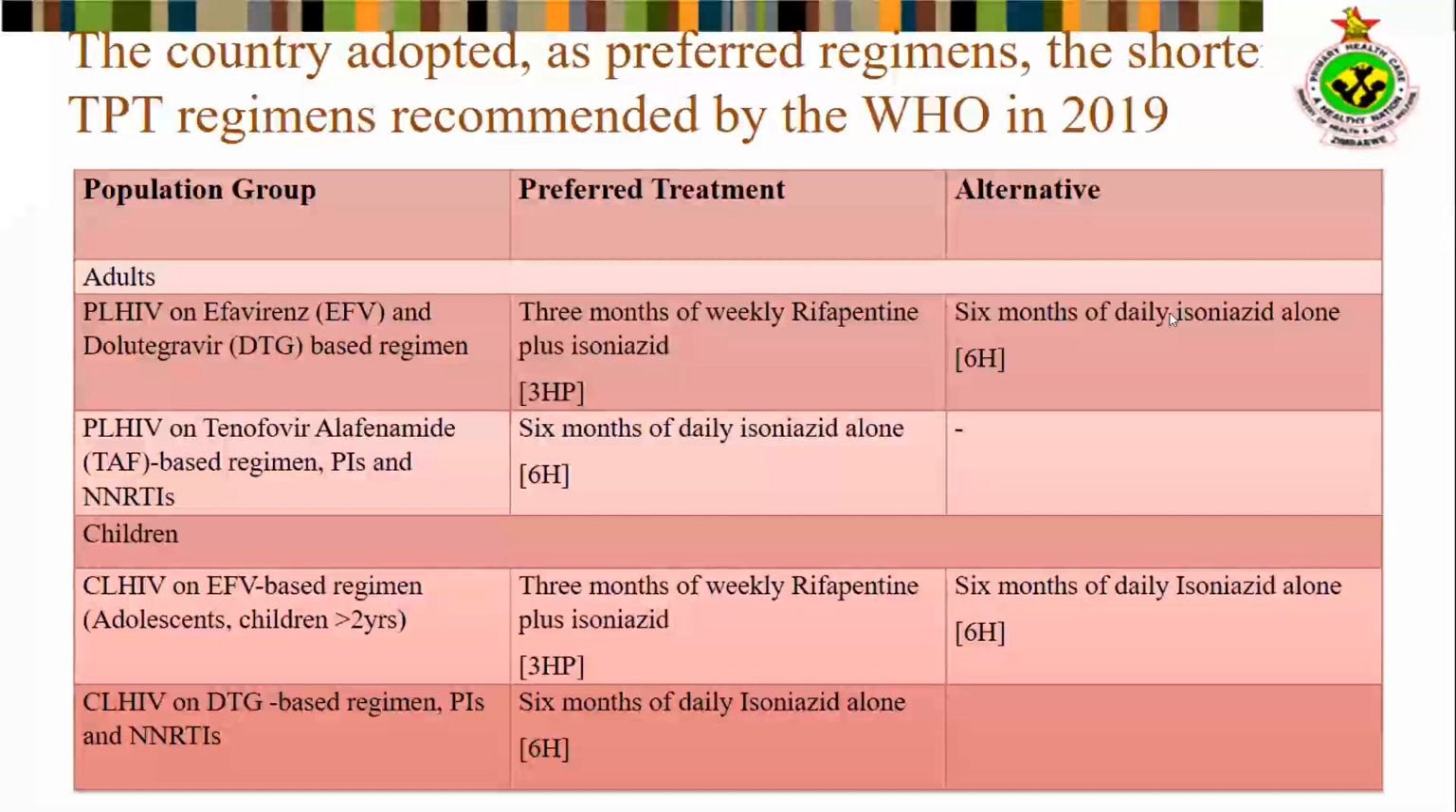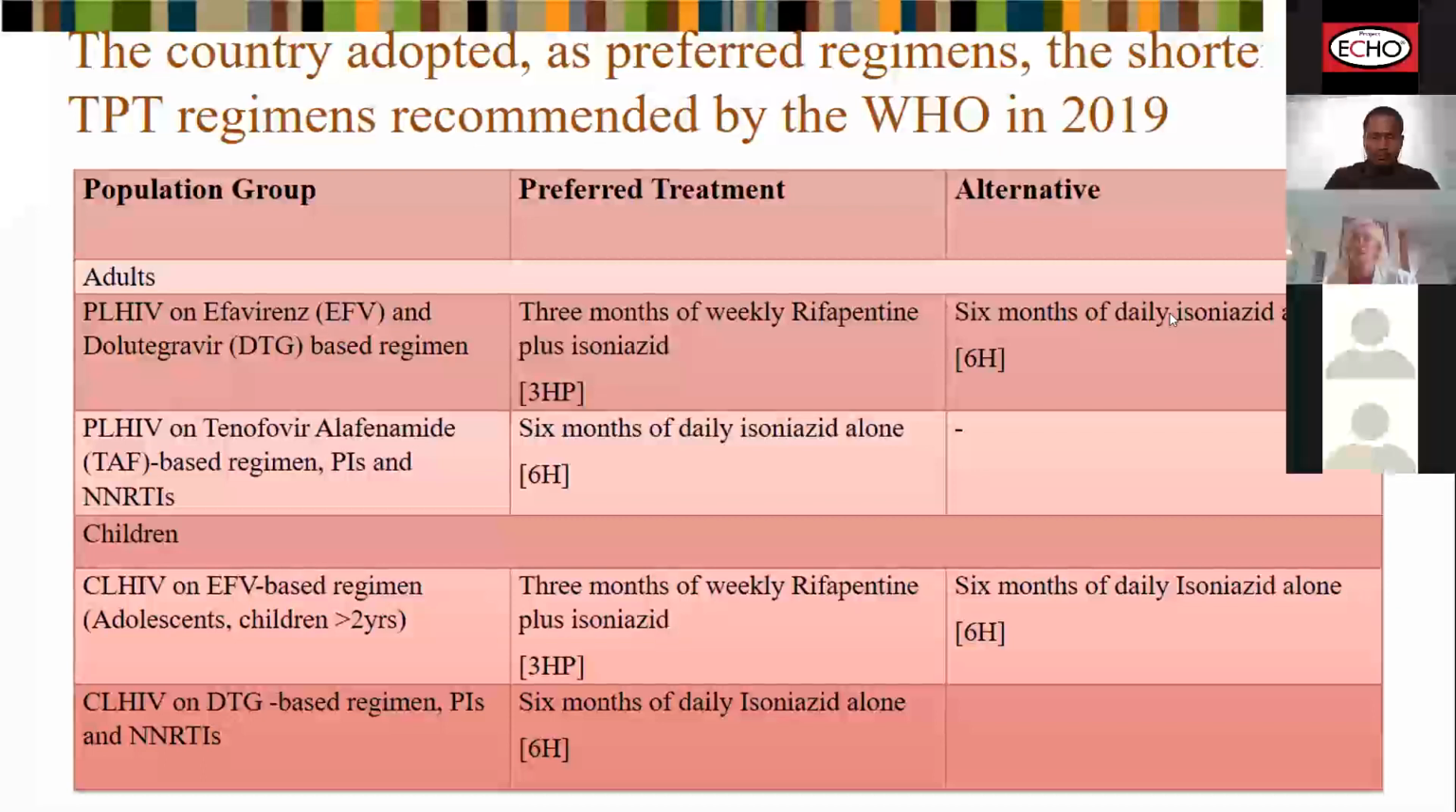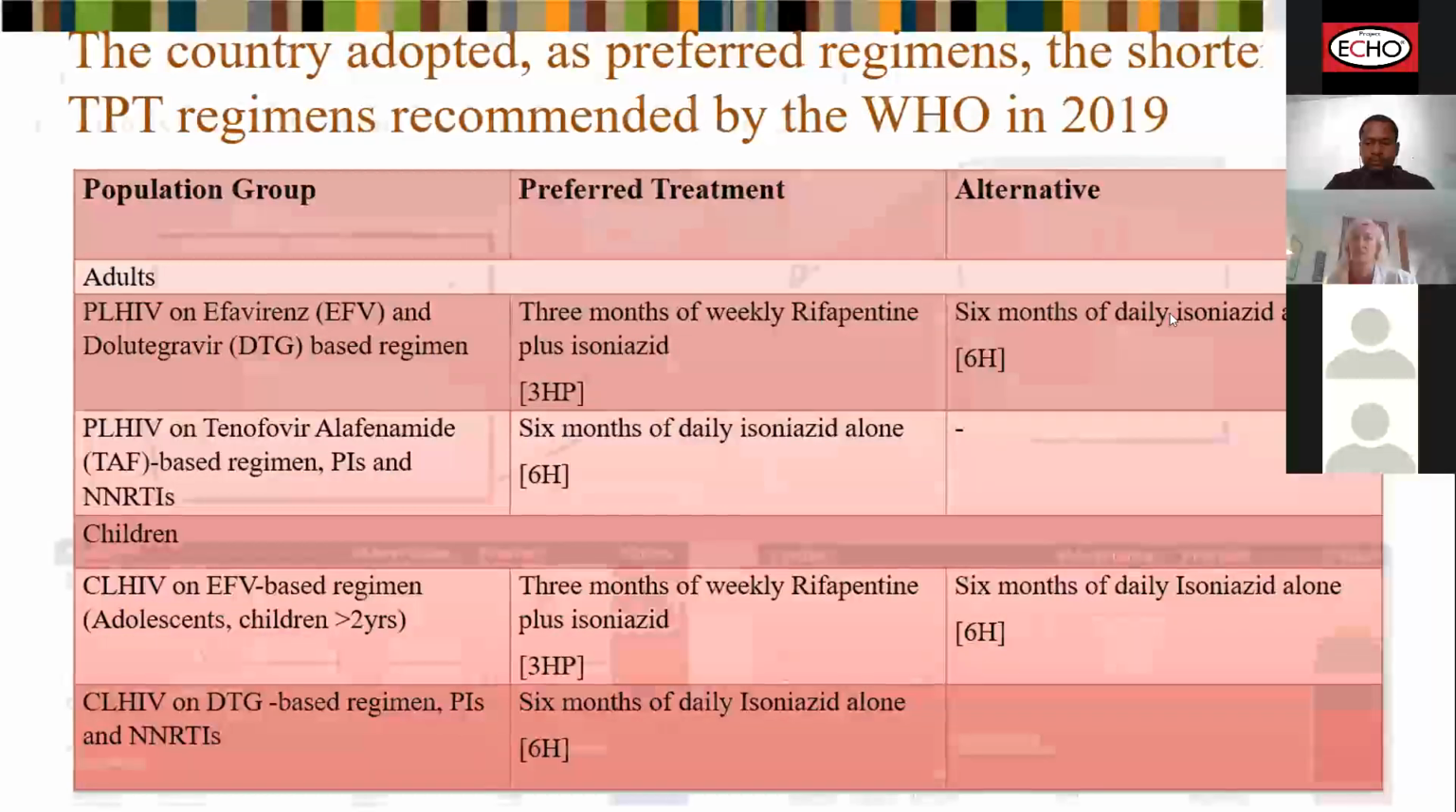So our preferred regimen for PLHIV on efavirenz and DTG-based adults and also children on efavirenz-based regimens is 3HP. That isoniazid remains the preferred regimen for those adults on TAF, PIs, and NNRTIs, and children on DTG-based regimens, protease inhibitors, and NNRTIs.